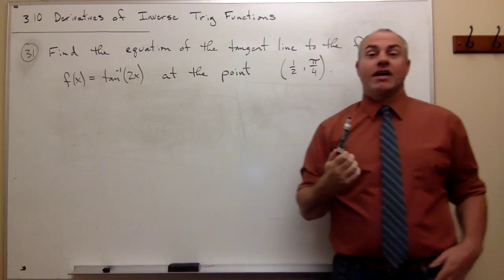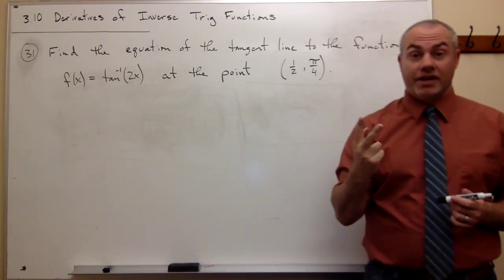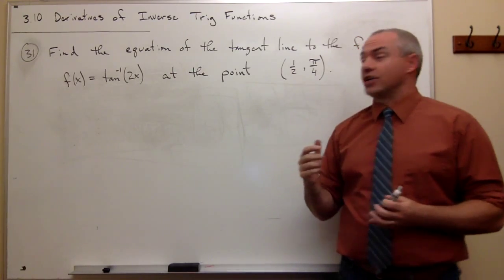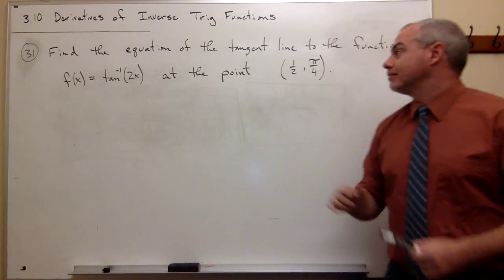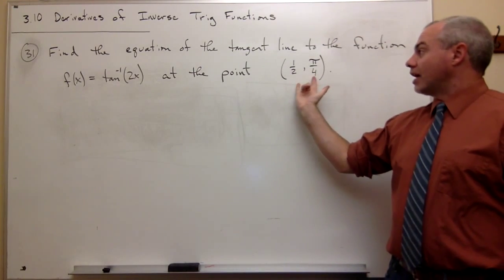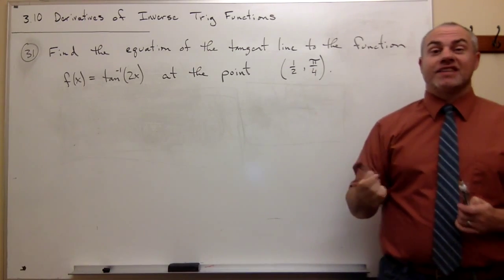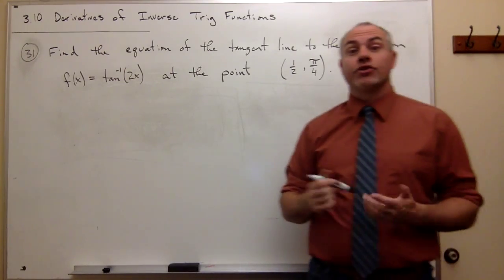All right, so anytime that we're trying to find the equation of a tangent line, we really need two pieces of information. The first piece of information is a point that's going to be on the line. Well, we have a point that's on the line, so we've got half of it done already. The other thing we need is the slope of that line. So slope, you should think derivative.